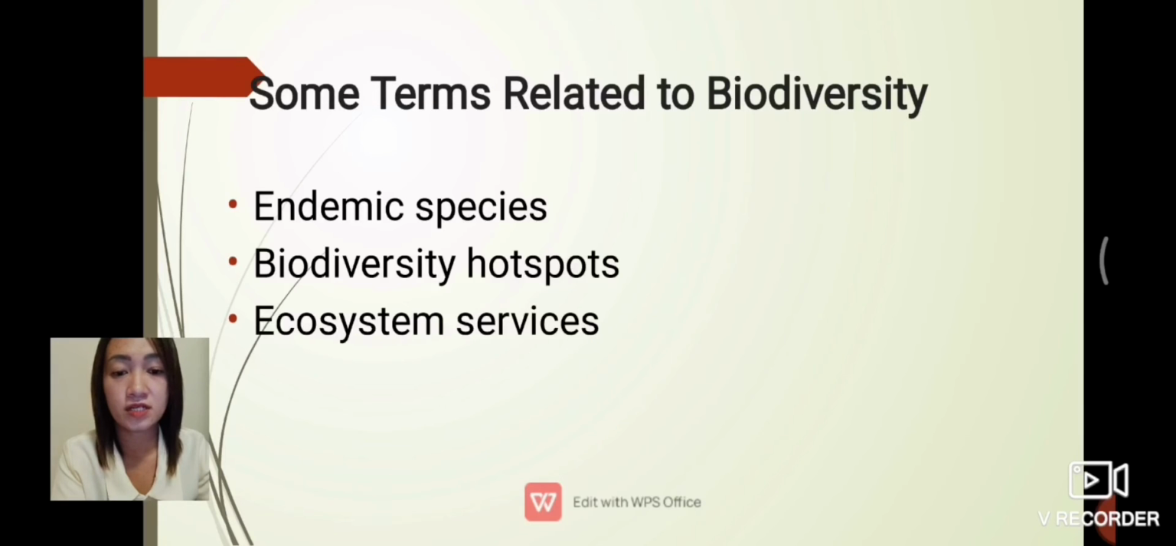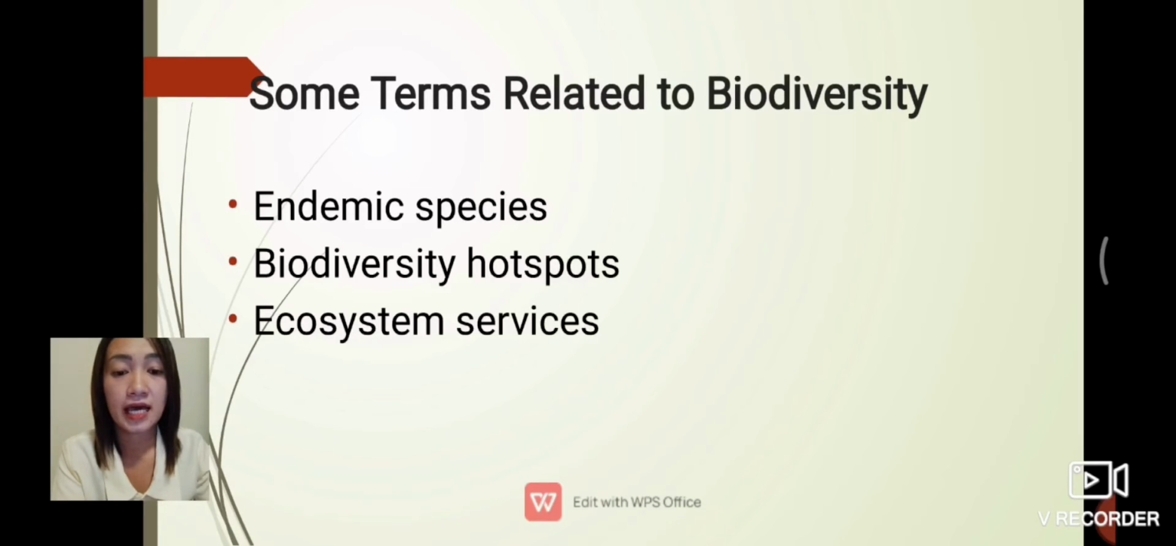According to Conservation International, there are two criteria to qualify as a biodiversity hotspot. The first is that the region or country must have at least 1,500 species of endemic vascular plants. The second is that it must have 30% or less of its original natural vegetation. The Philippine archipelago is considered a biodiversity hotspot.